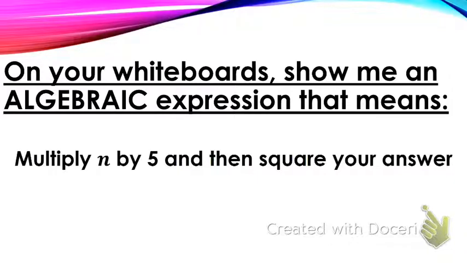What do I want you to do first here? The n and the 5. And then do what? And then square things. Order of operations starts with what? Parentheses, and then it goes to exponents. Yes.